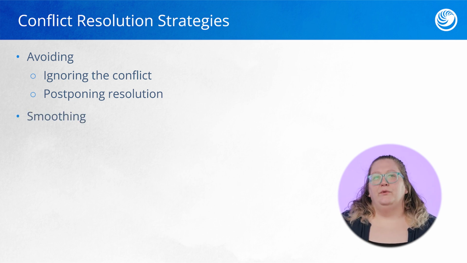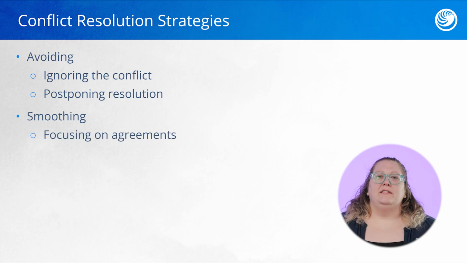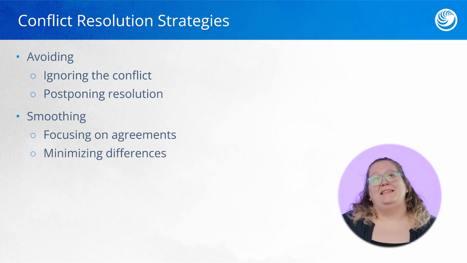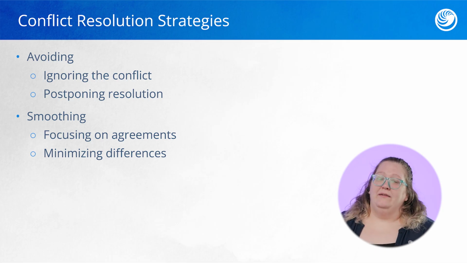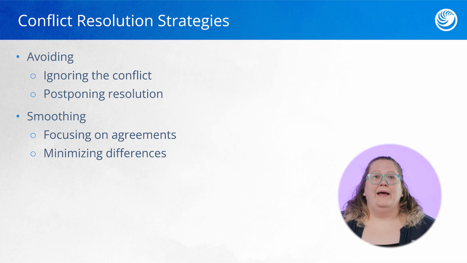Next up, we have the smoothing strategy. This one focuses on shared goals. We want to focus on the things that we agree on and minimize differences. For example, we're sharing the glucometer, and that's hard, but we can say we both want to check our client's blood glucose on time, and we both want to give great care. So let's talk about how we can compromise and share.